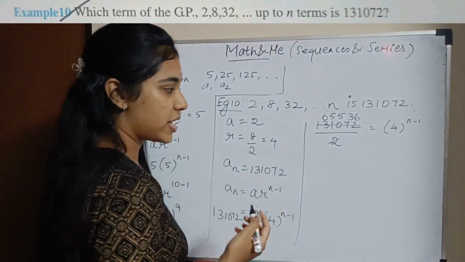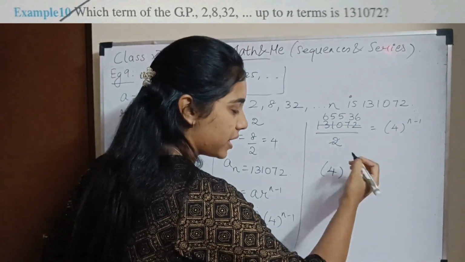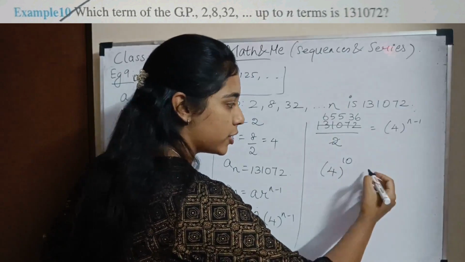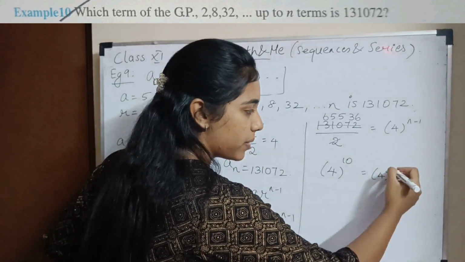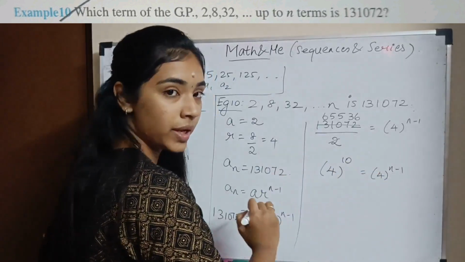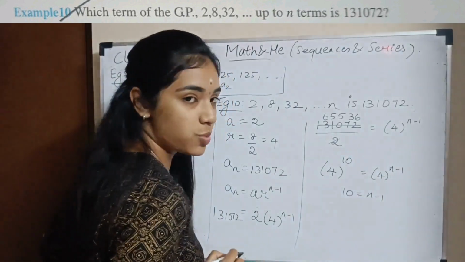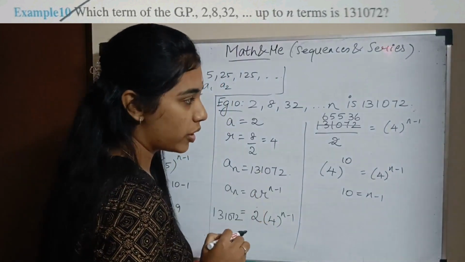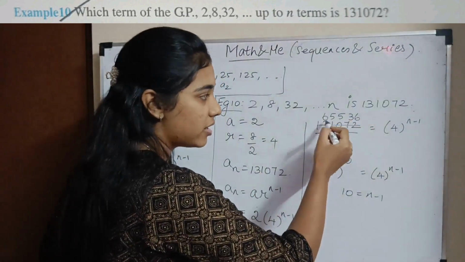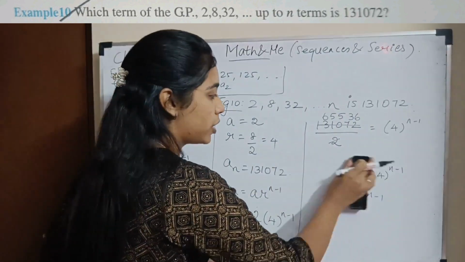So what do you do in such cases? If, for example, 4 to the power 10 is this value, and you have 4 to the power n minus 1, what can you do? Since the bases are equal, the powers are equal. So 10 equals n minus 1. So basically what I'm trying to do is write this particular number in multiples of 4. So what do I do?